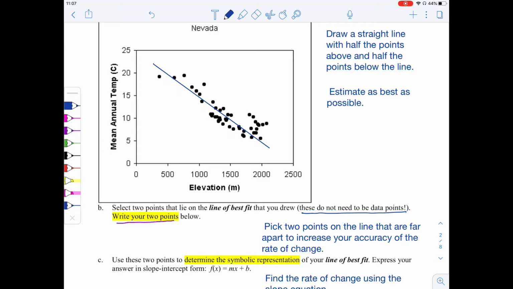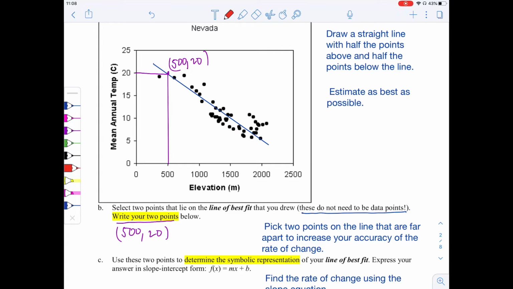Okay, so we're drawing a line. Let's see. Right about there, so that'll be our line of best fit. Then we're just going to estimate. Go up. There's a point, 5, 20. All right, so this will be 500, 20. That'll be one ordered pair.